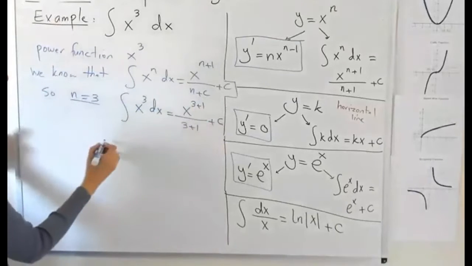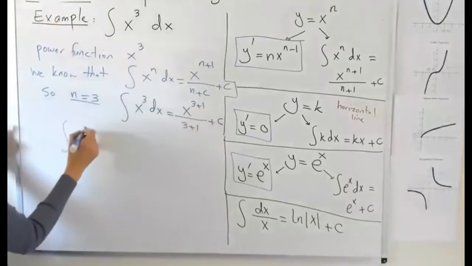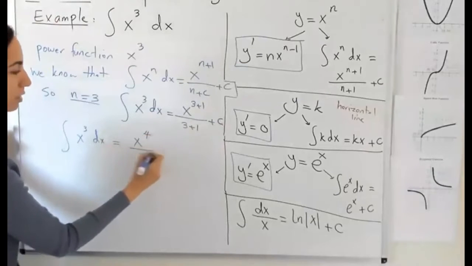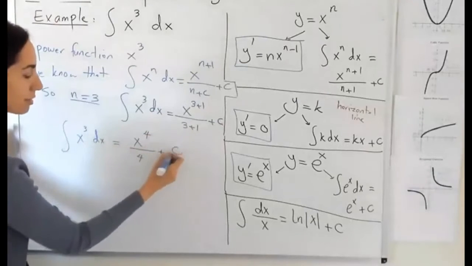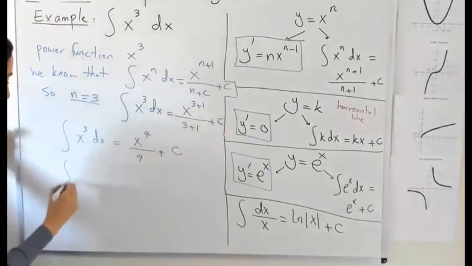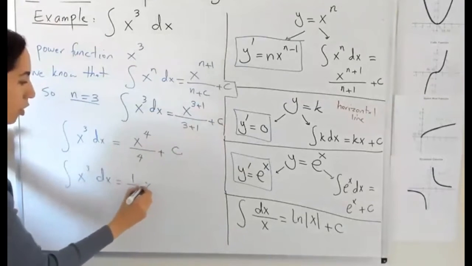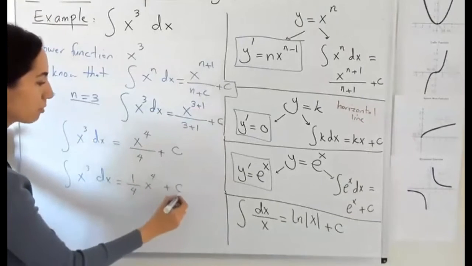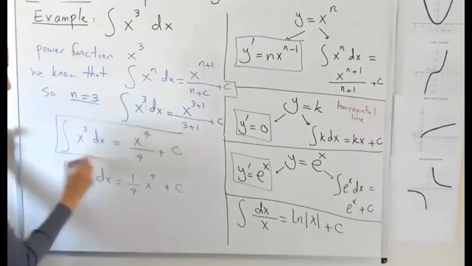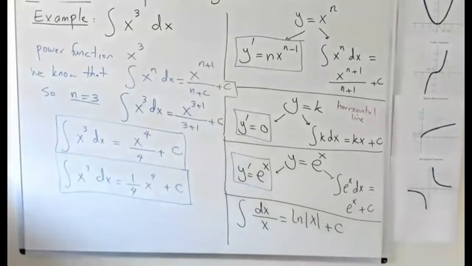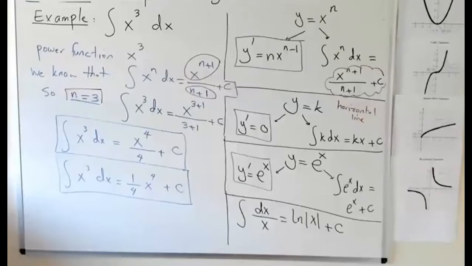If you simplify this, the integral of x to the third dx is equal to x to the fourth divided by 4 plus c. Or you can write it this way: 1/4 times x to the fourth plus constant of integration. Both of them are the same. Next example for you.